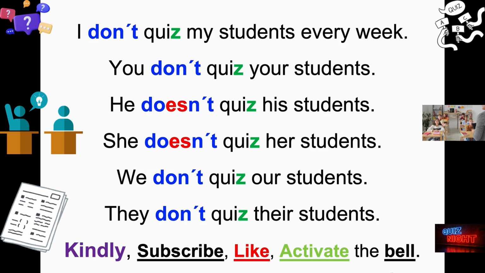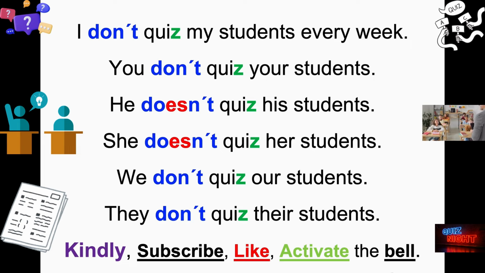Let's see the negative form. I don't quiz my students every week. You don't quiz your students. He doesn't quiz his students. She doesn't quiz her students. We don't quiz our students. They don't quiz their students. As you see in the negative form, the verb doesn't change with all pronouns. But you need to write doesn't with he and she.